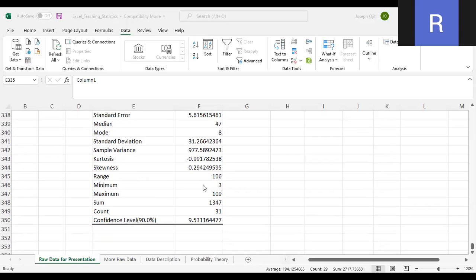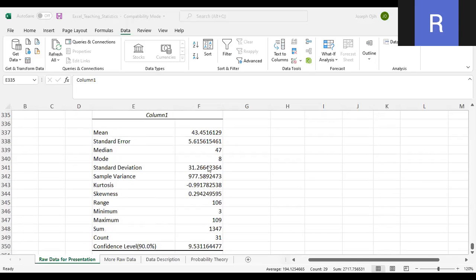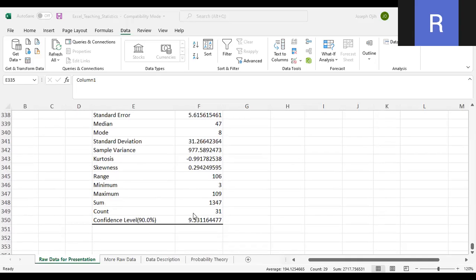See, it gave us everything now. It gave us the mean right here. Standard deviation is 31. And it gave us the error margin. See, the confidence level part of it just gives you the error margin.